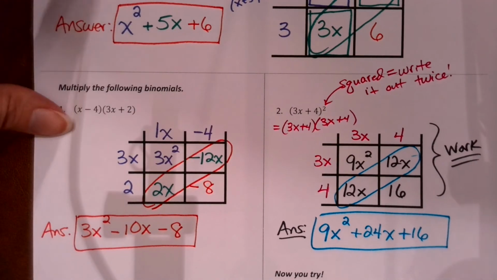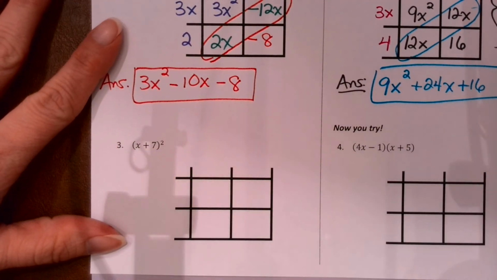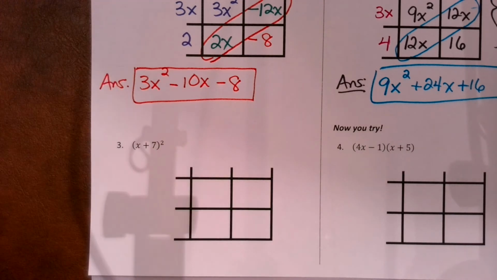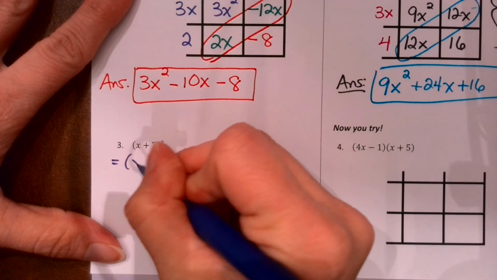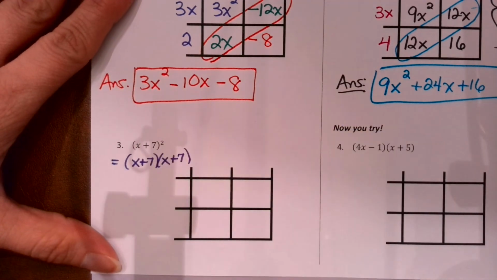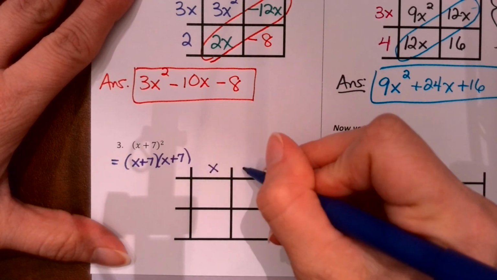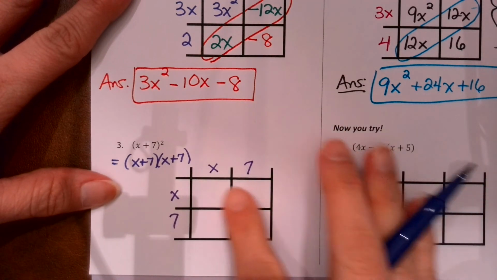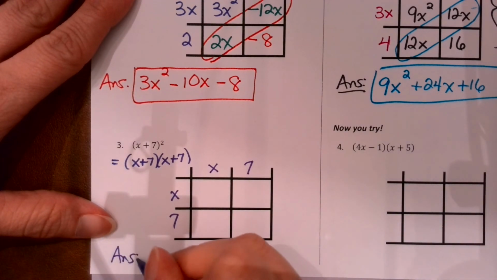Okay, let's take a look at the last two down here. We have x plus 7, quantity squared. Remember what you're supposed to do to that? You're supposed to write it out twice. So we have x plus 7 times x plus 7. So let's go ahead and get this lined up. It doesn't matter, they're the same. Positive x, positive 7. Positive x, positive 7. Go ahead and multiply all the combinations, and let's see what you get for your answer.